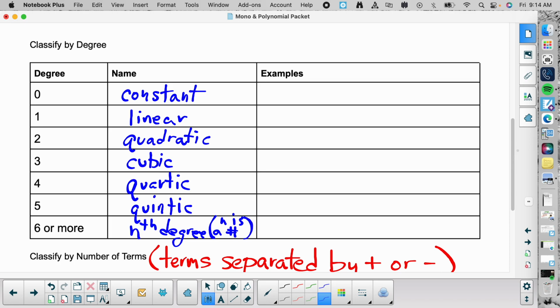Like 6th degree, we would just call it 6th degree. Now technically, you can use that naming system for all of them. I don't know why they don't. It would be super easy to just say 1st degree, 2nd degree, 3rd degree, 4th degree. But they don't. They come up with root words that represent it because they're trying to make your life harder.